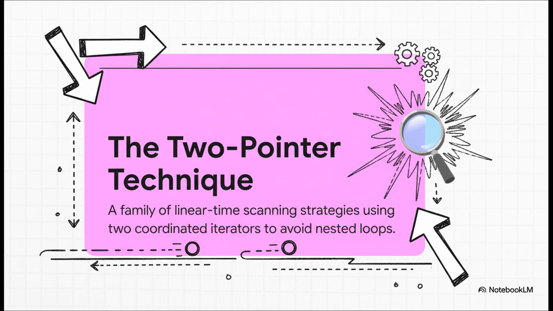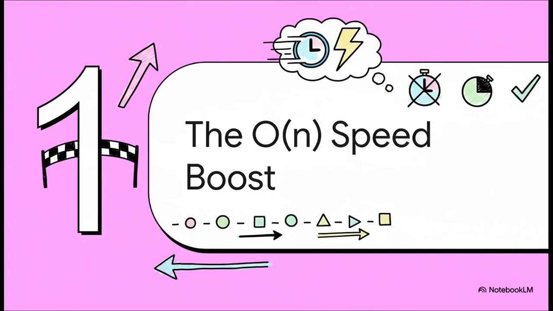It's a family of strategies that use two coordinated pointers, which are really just indices or iterators, to scan through your data. And the real magic is in how they move together. They follow specific rules to chop away all the redundant checks and get you to that beautiful, coveted linear time complexity.